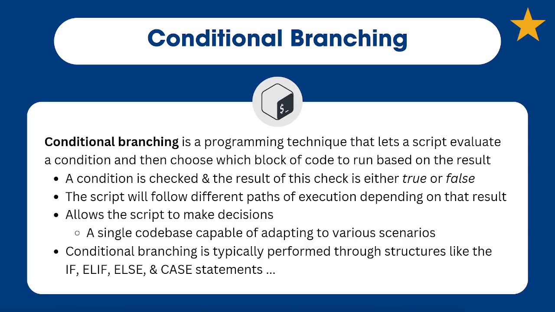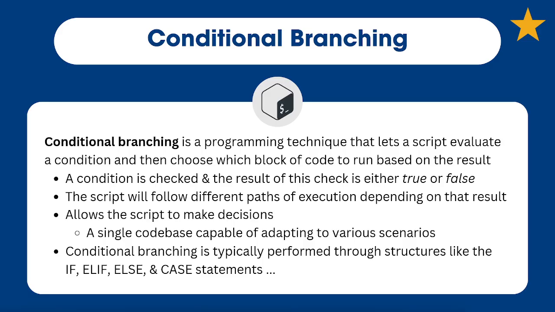If it's true, it's going to follow one path. If it's false, it's going to follow another path. It'll do one block of code or the other, depending on this condition. So this means that your single code base is capable of adapting to various scenarios. If you put a few of these if-else statements together, which we're going to explore, these conditional statements, and if you nest them, you can actually explode the number of paths, the scenarios that your particular code will be able to execute. So with just a few of these, you can really make your code adapt to so many different scenarios.